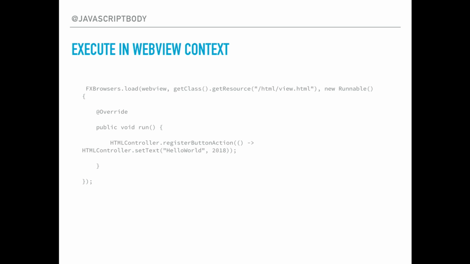So in this case, we created a registerButtonAction method before. You saw that two slides ago, or one slide ago. And you pass a runnable here as a lambda, which calls HTMLController.setText. That was the other method that we created on the first slide with a string and an integer.